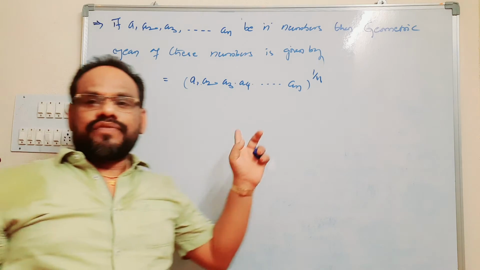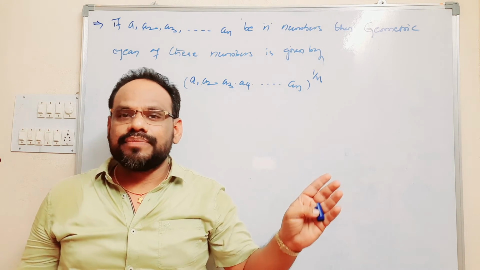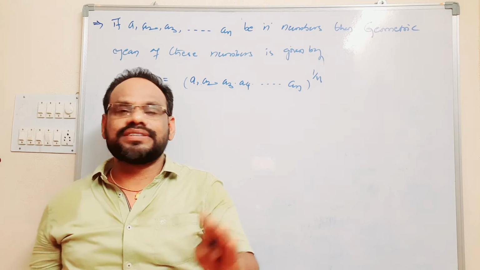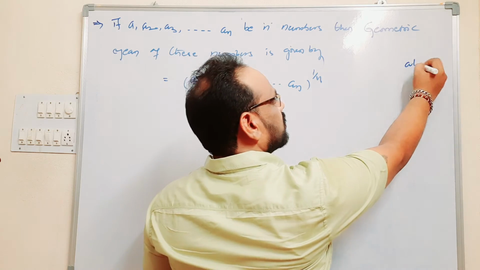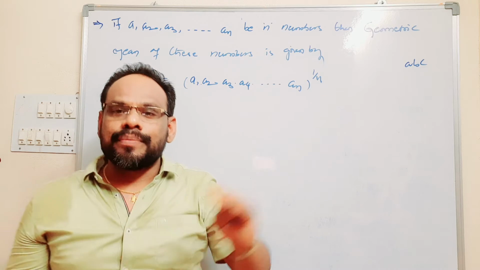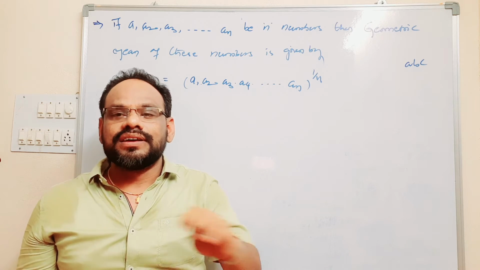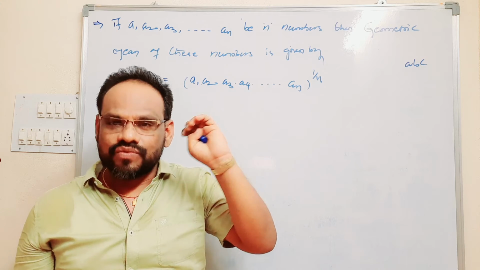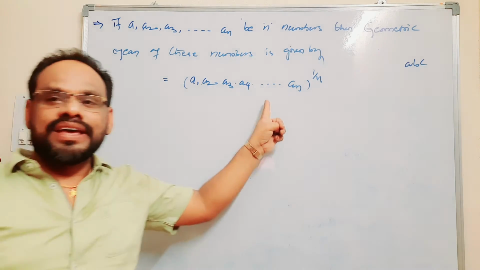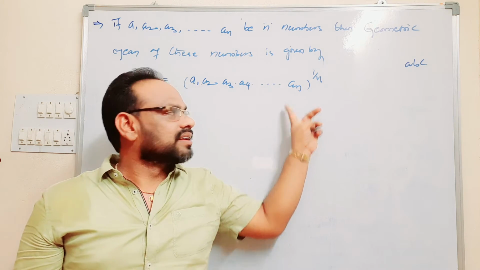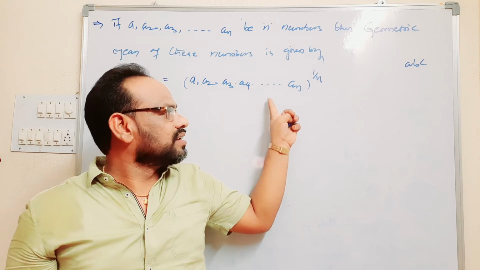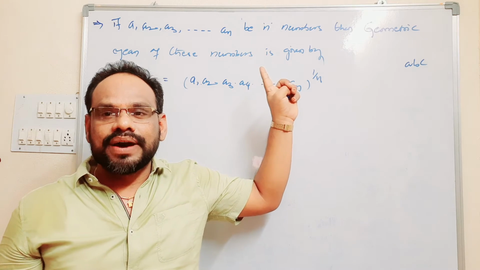The geometric mean of two numbers is square root of AB, which is nothing but AB whole power 1 by 2. The geometric mean of three numbers is ABC whole to the power 1 by 3. The geometric mean of ABCD is ABCD whole to the power 1 by 4. Then the geometric mean of a1, a2, a3, a4 and so on n numbers is nothing but a1 into a2 into a3 into a4 into and so on an, whole power 1 by n.